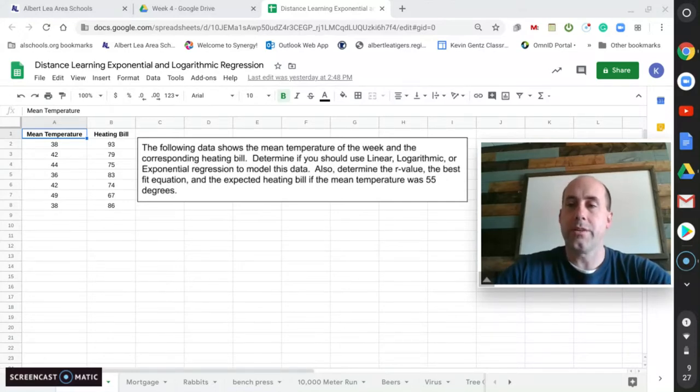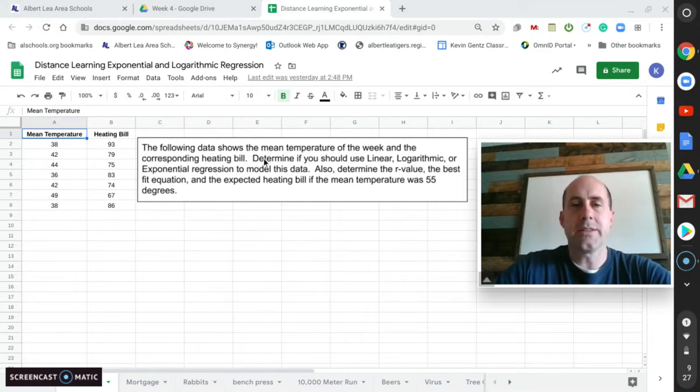We're going to do 4 together, and then you're going to do 4 on your own, and that will be your week's work. In this situation, it says the following data shows the mean temperature of the week and the corresponding heat bill. Determine if you should use linear, logarithmic, or exponential regression to model this data. Also determine the R value, best fit equation, and expected heating bill if the mean temperature was 55 degrees.